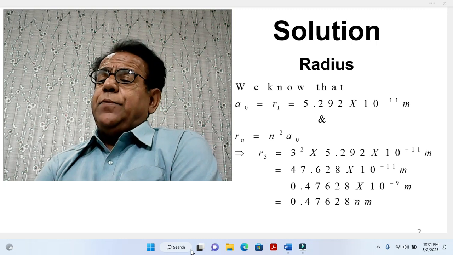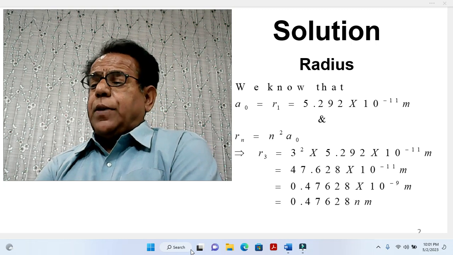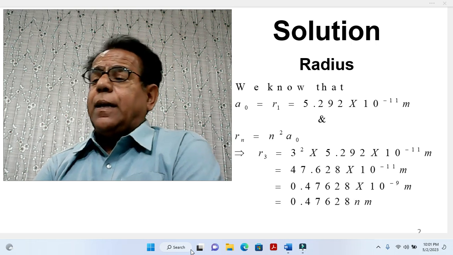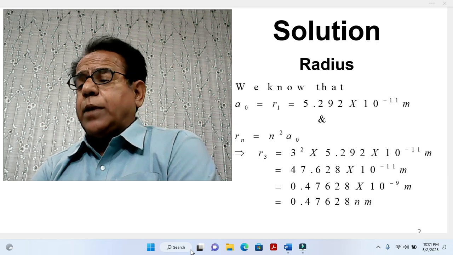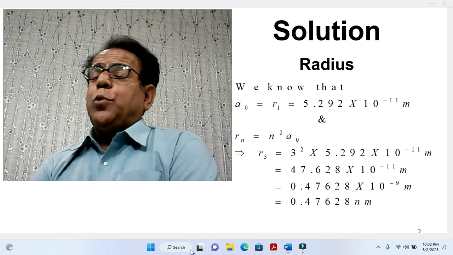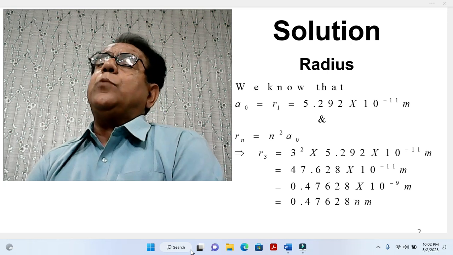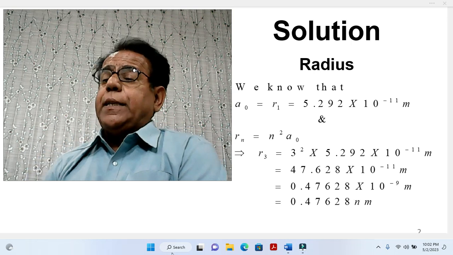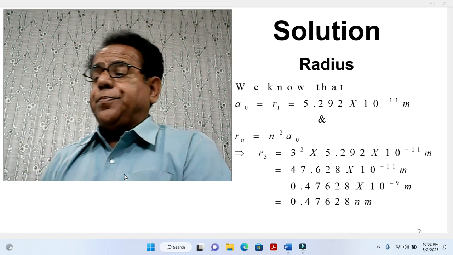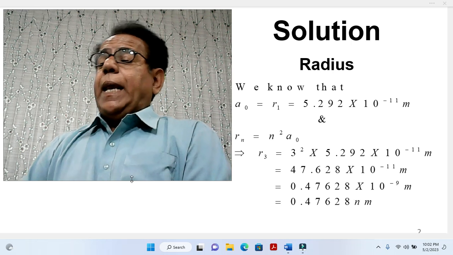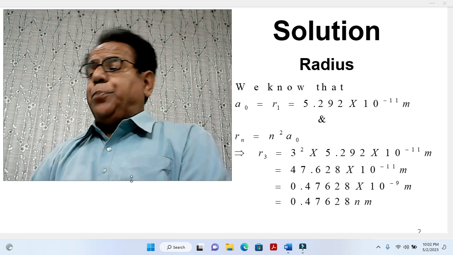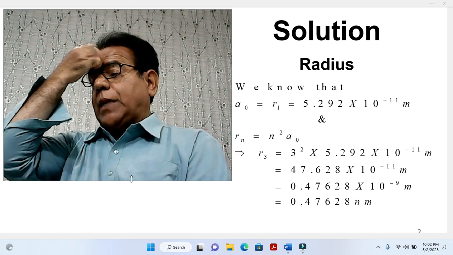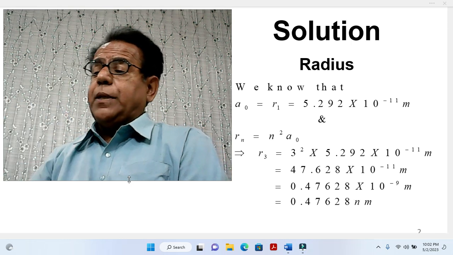About radius, we know that a naught is equal to r1, which is 5.292 into 10 to power minus 11 meter, and rn is equal to n square a naught. This implies that r3, because in the statement it is given that n equal to 3, so in place of n we will use 3. r3 is equal to 3 square into 5.292 into 10 to power minus 11 meter. This becomes equal to 47.628 into 10 to power minus 11 meter.